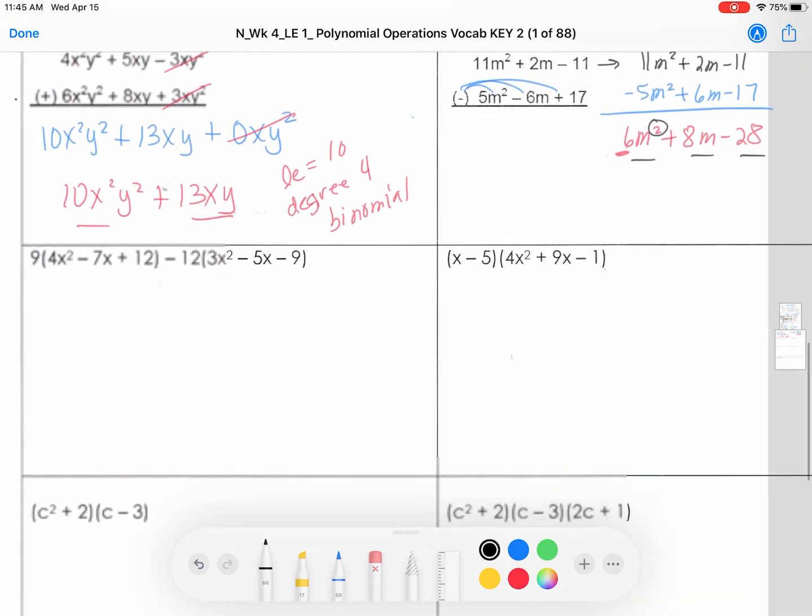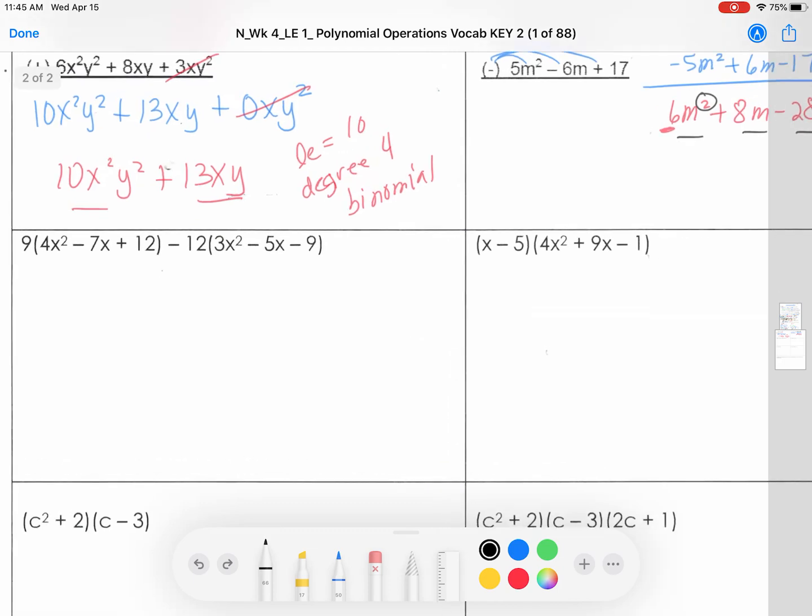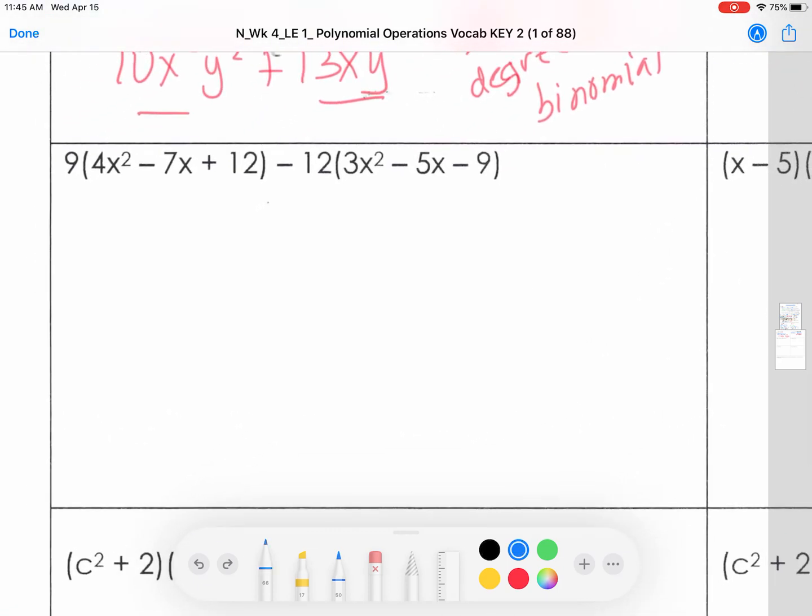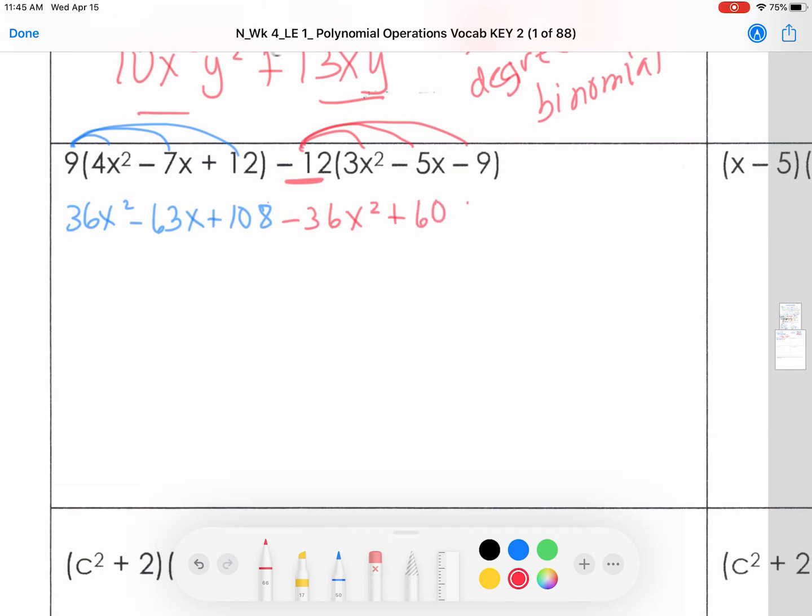Okay. Our next example does have numbers in front of the parentheses, which means that we need to do that distribution first. So when I distribute the 9 to clear out the parentheses, we have 36x squared minus 63x plus 108. Then we have to distribute the negative 12, and remember the minus belongs to the 12. So we have negative 12 times 3x squared, negative 36x squared, negative 12 times negative 5x, positive 60x, and positive 108. Once we've done the distribution of the negative, we just look for those like terms to combine.